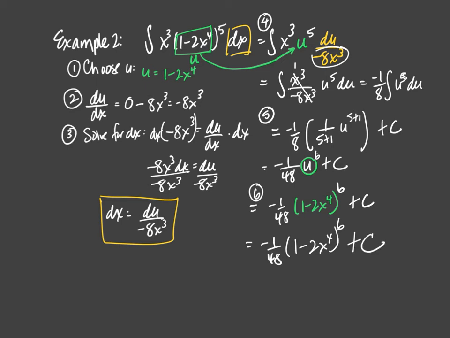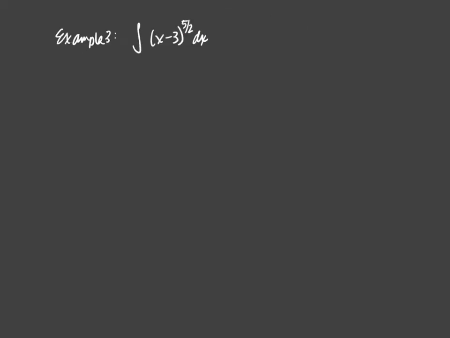And again, we can verify that we would get x cubed times 1 minus 2x to the 4th to the 5th by finding the derivative of our answer, right? Because that's what we're looking for here. An antiderivative is find me the function whose derivative is the function that is given. Got 2 more. So let's check our next example. This one is x minus 3 to the 5/2 power.